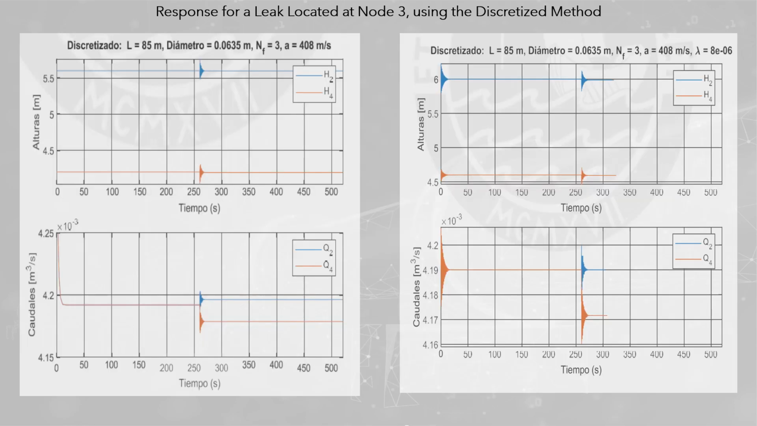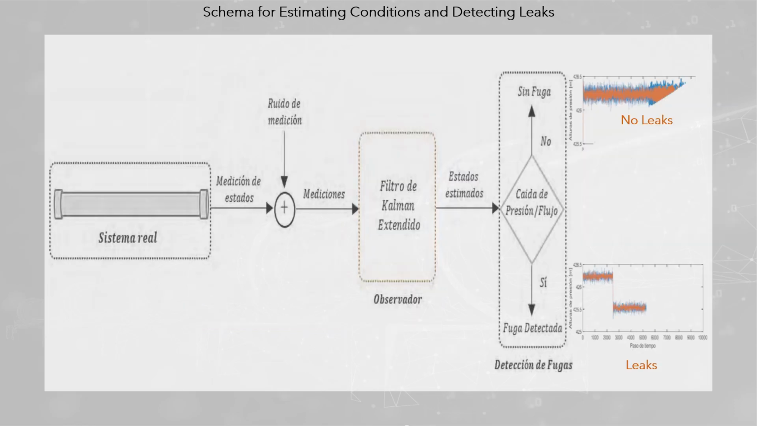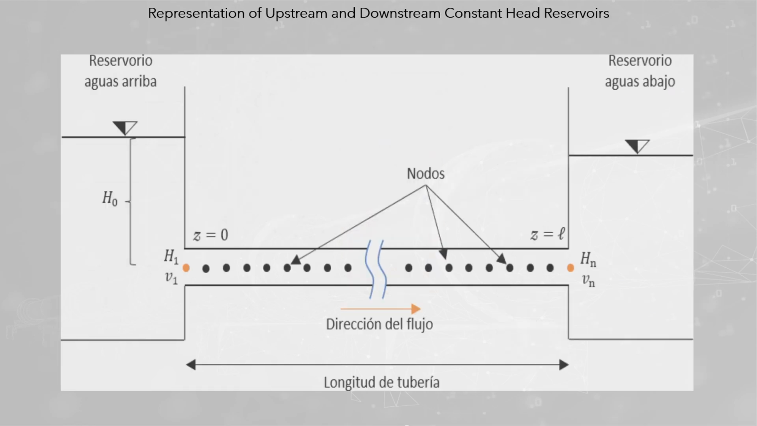Both solutions present similar results for the same magnitude, location, and time of the leak, and either of these two models can be used to represent the dynamics of the flow in the pipeline, and to simulate possible leaks located at any other point within its environment. The figure shows that when there is no leakage, the estimates remain stable without significant changes, while when a leak occurs, the estimated pressures and flows tend to fall, and therefore the existence of a leak will be detected. The images show the representation of the upstream and downstream constant load reservoirs as system pipeline edge conditions.